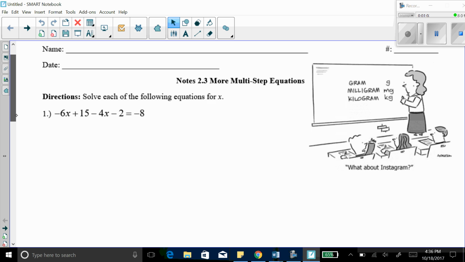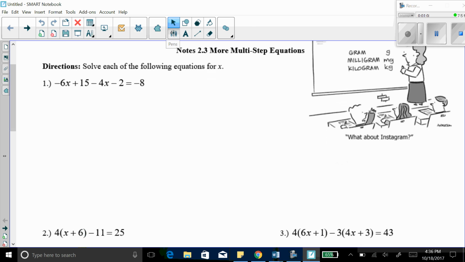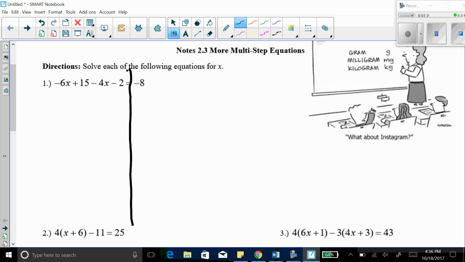So for number 1, I have negative 6x plus 15 minus 4x minus 2 equals negative 8. My goal is to always get x by itself. I like to draw a line right at my equal sign, so I have a clear idea of the two sides. When terms are on the same side of the equal sign, you're just going to combine like terms.